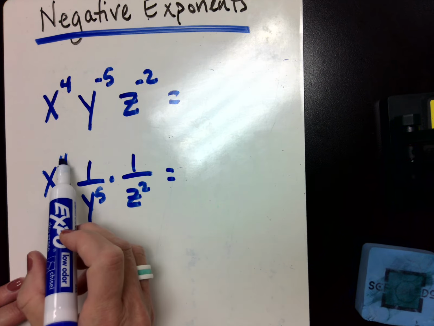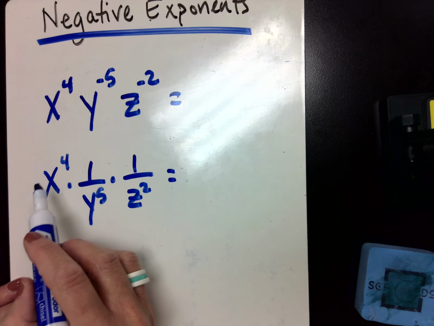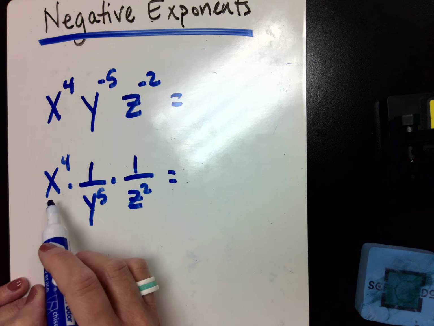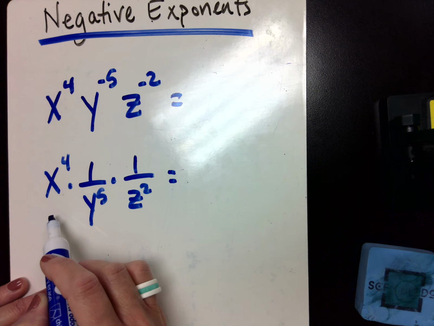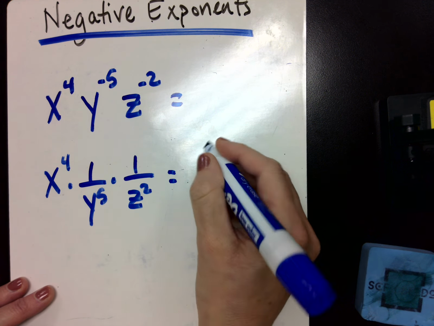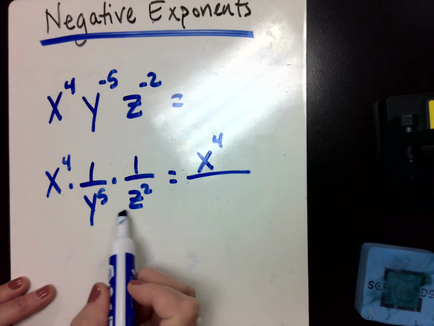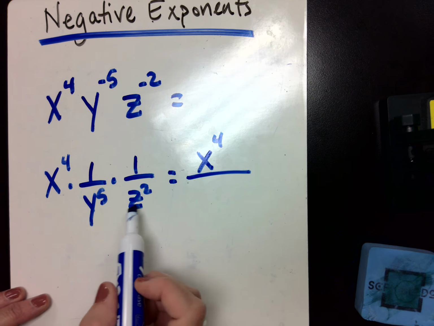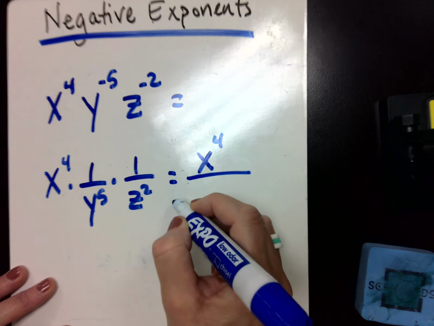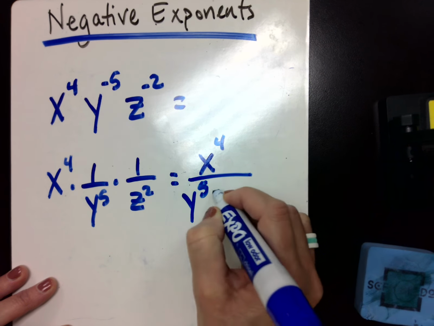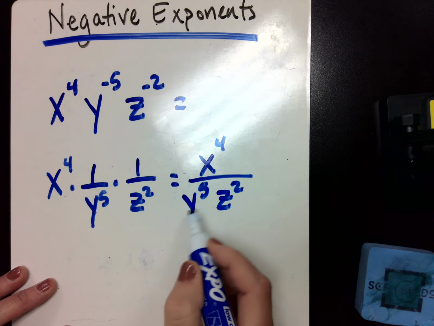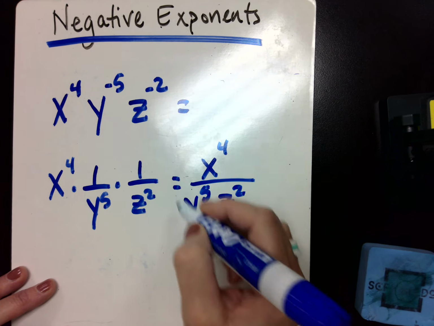Well, the x to the fourth, this is a positive exponent. So this is just a numerator because I can put a 1 underneath it and it'd still be x to the fourth. So I'm going to multiply all my numerators and I'm going to get x to the fourth. On the bottom, these aren't like terms, so I can't do anything really with these because I don't know what y or z is. So I just get y to the fifth z squared, and they're getting multiplied together. So this is the answer.